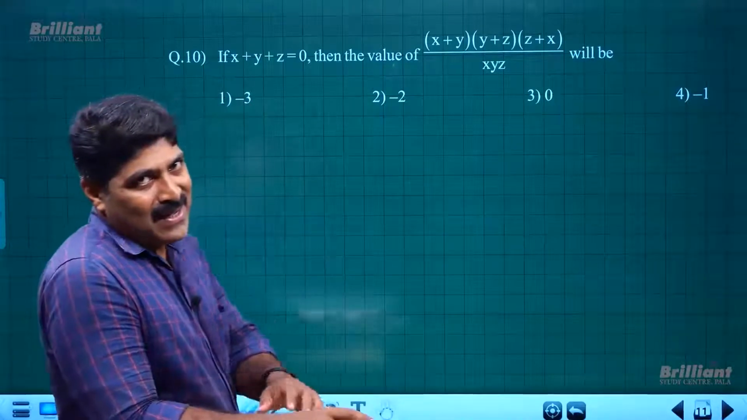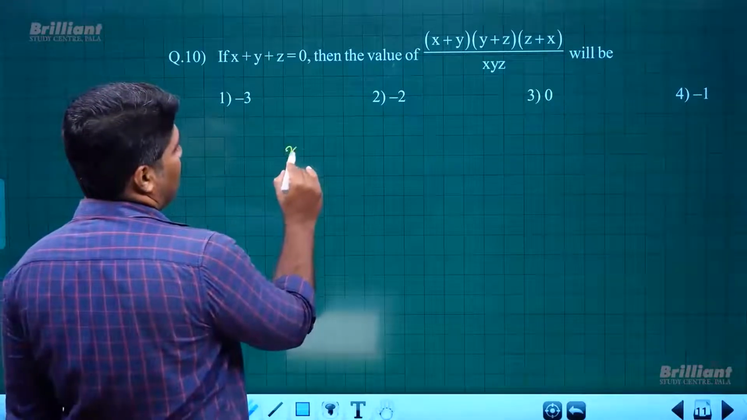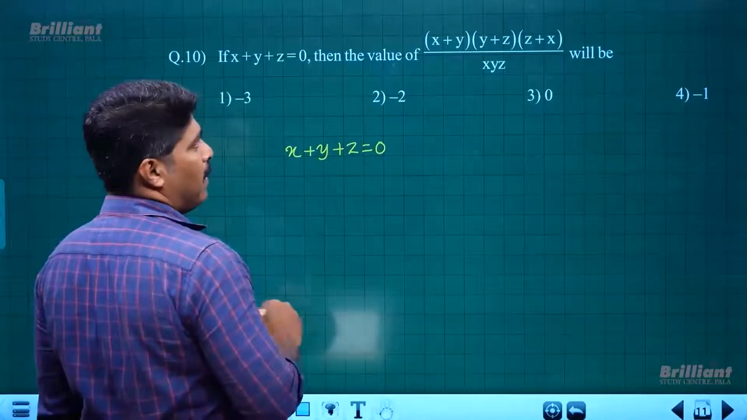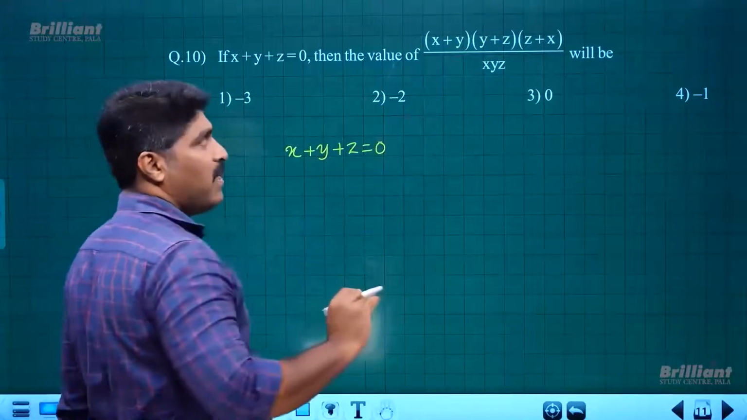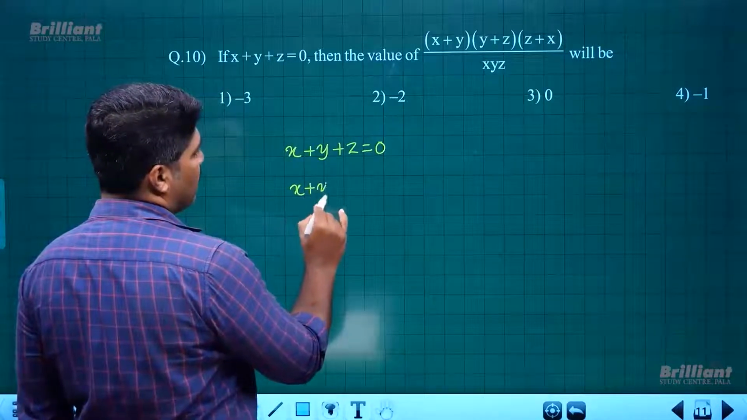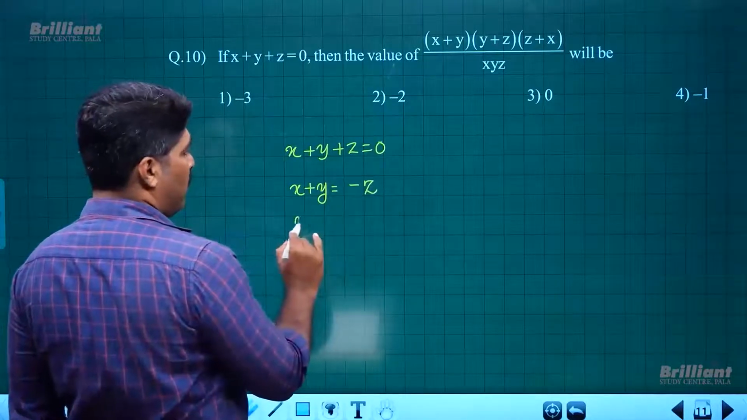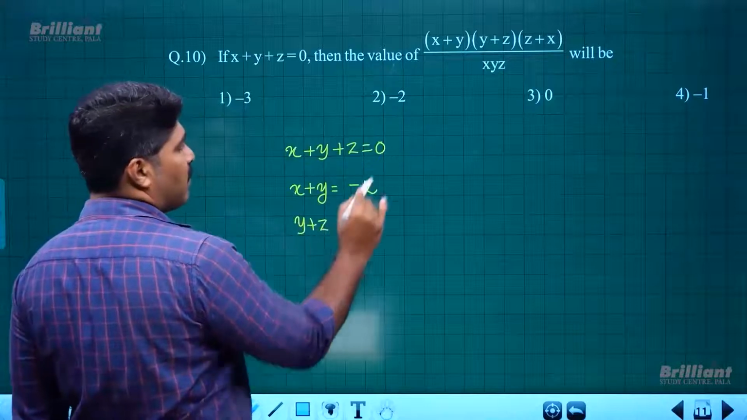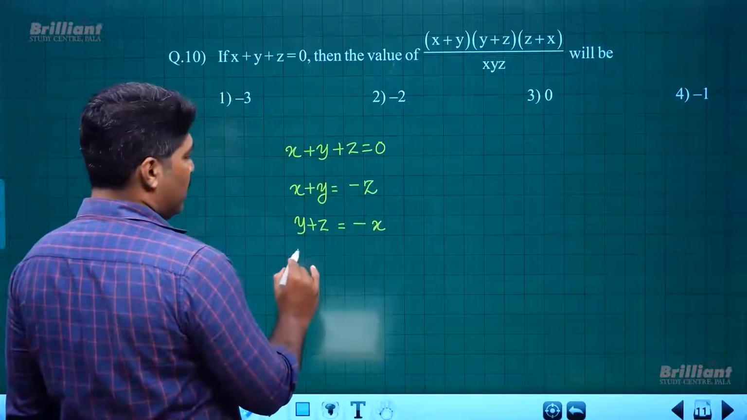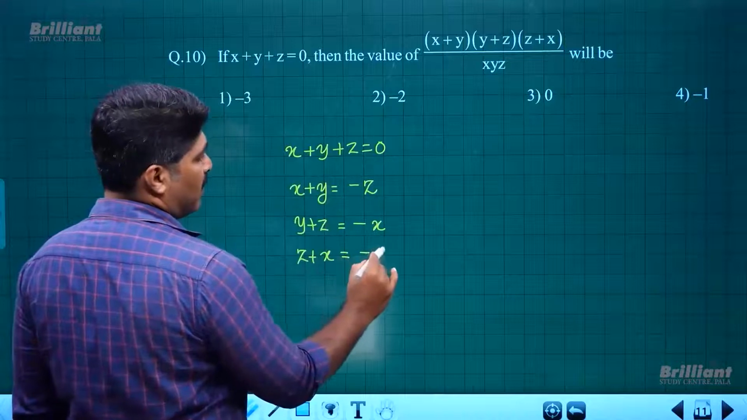Otherwise it's quite difficult to tackle. So here we just consider x plus y plus z equal to 0. These expressions you just observe, x plus y, y plus z, z plus x. From this expression, I am framing what is x plus y. That is minus z. The second one, y plus z, from this expression that is minus x. And the last one, z plus x, that is minus y.